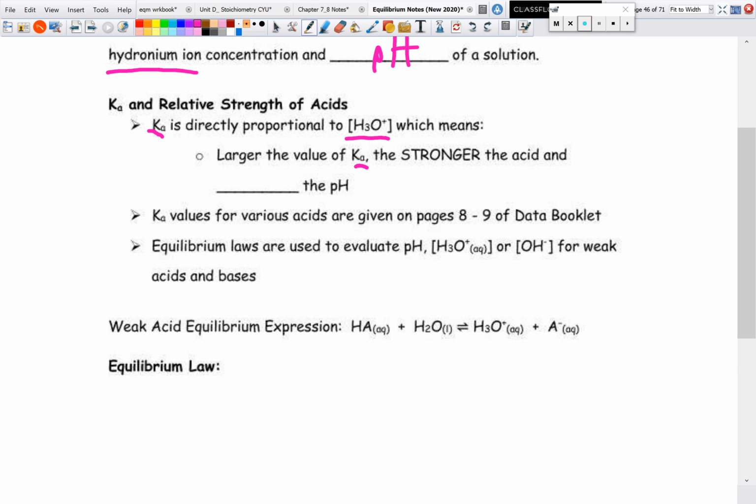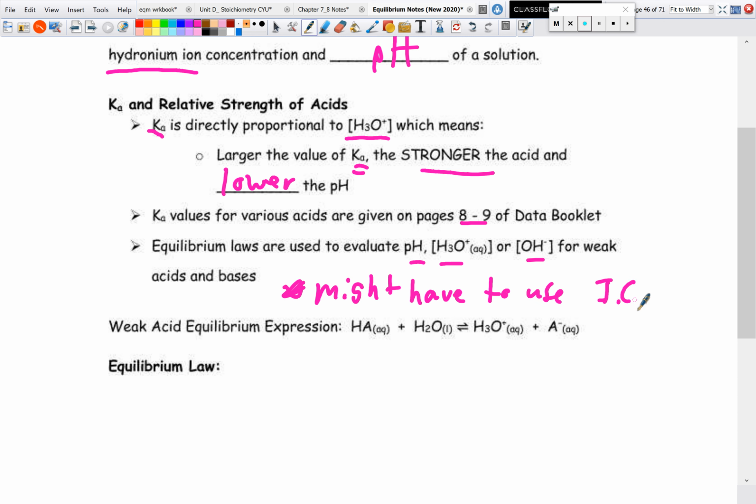So the larger the value for the equilibrium or the ionization constant, the stronger the acid, and of course, the lower the pH. So all of these values can be found in our data booklet, and we will need to use equilibrium laws to evaluate pH, hydronium, and hydroxide for weak acids and bases, and we might have to use base tables.